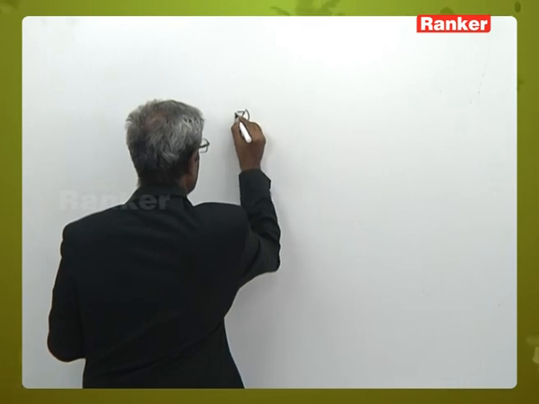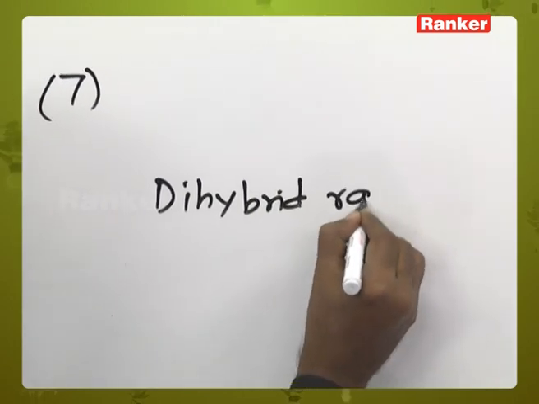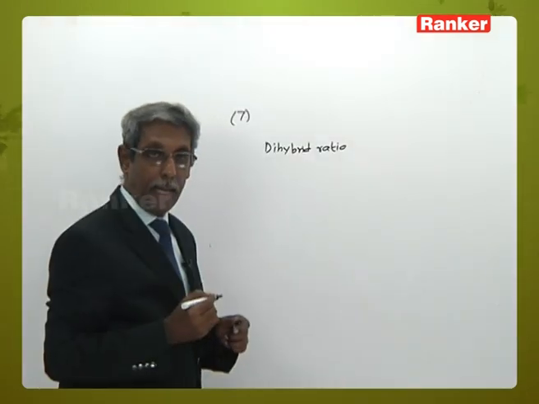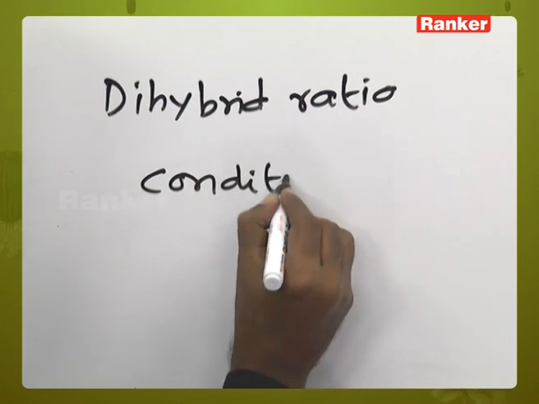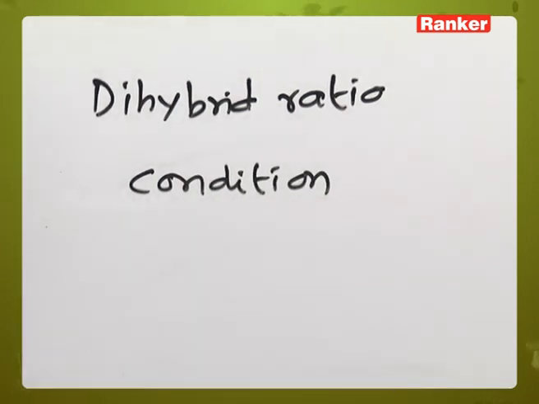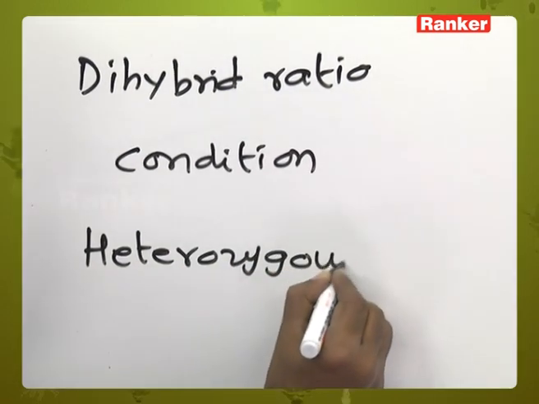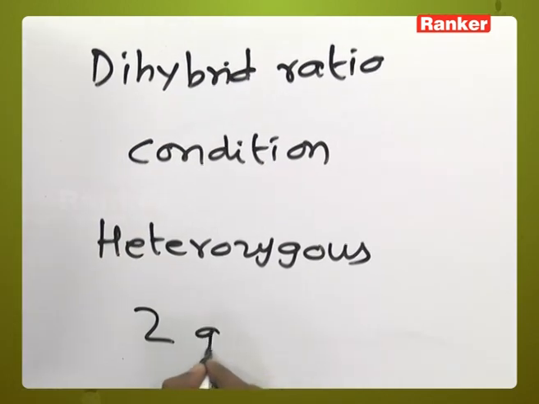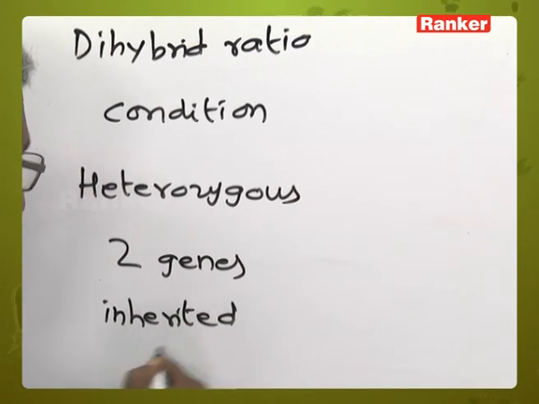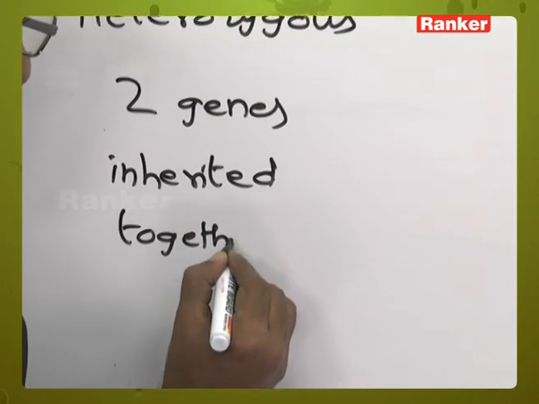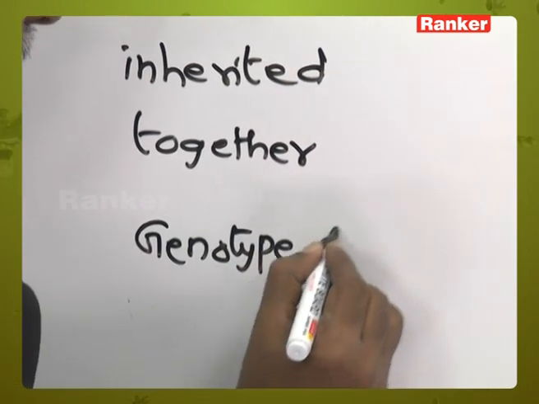The seventh question asks, what is the dihybrid ratio? A dihybrid condition is predominantly seen as a heterozygous condition, a heterozygous condition of two genes which are inherited together to determine a genotype as well as a phenotype.